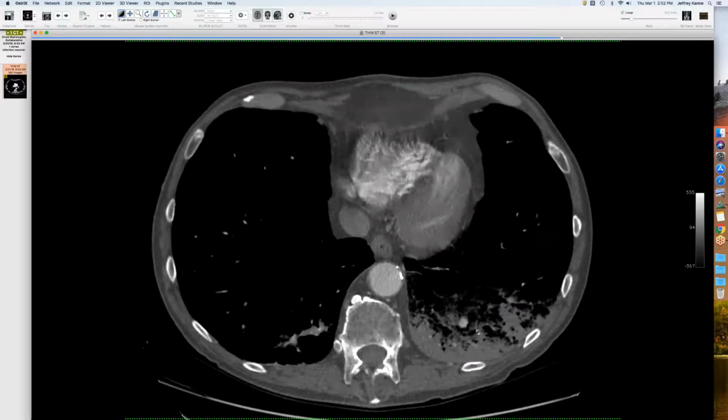So these pseudoaneurysms are not always from TB. We've seen a couple with staph and strep.